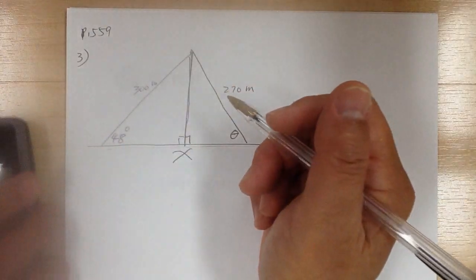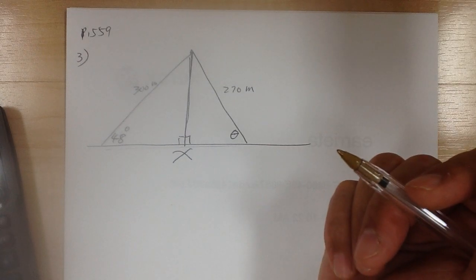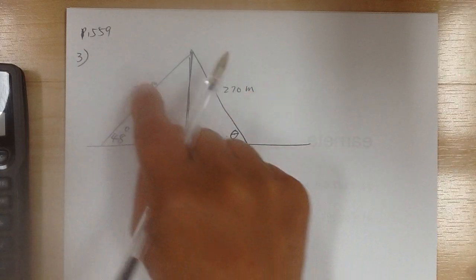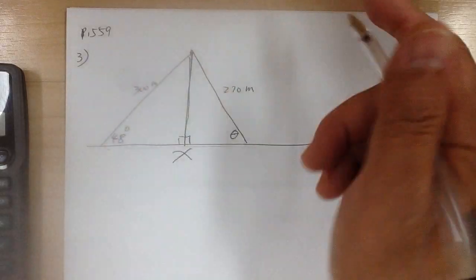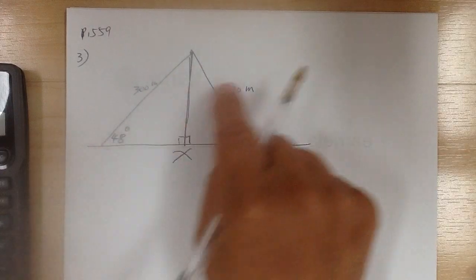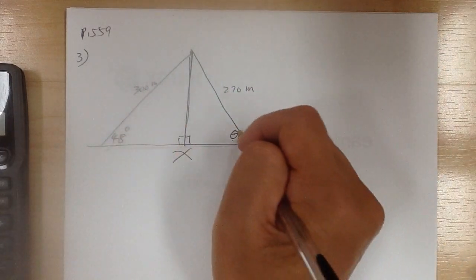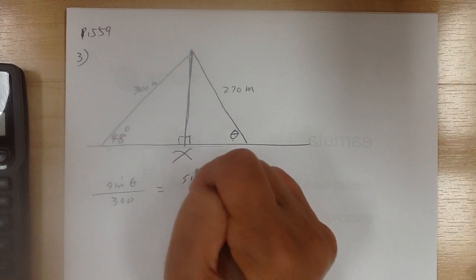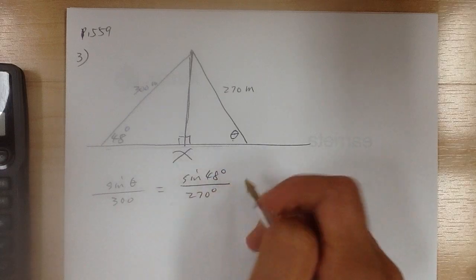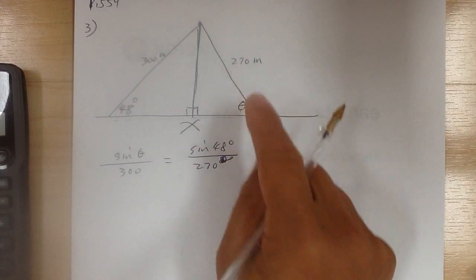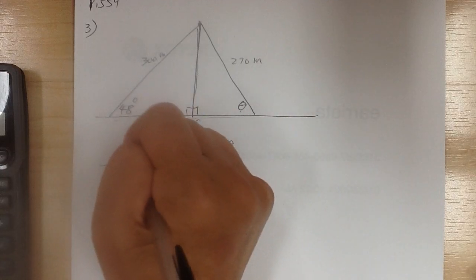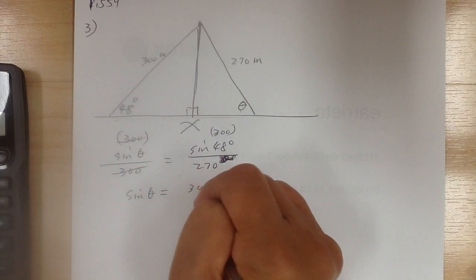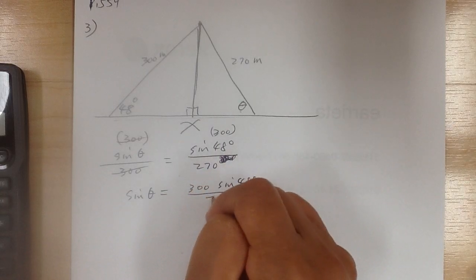Okay, so to find this angle, you can also use the law of sines. You can do that. Let's go and look for the theta. So this is facing that, this is facing that. So let's get this angle first. So sine theta over 300 equals sine of 48 degrees over 270. Then you multiply by 300, so this will cancel out. So sine theta is equal to 300 sine of 48 degrees over 270.